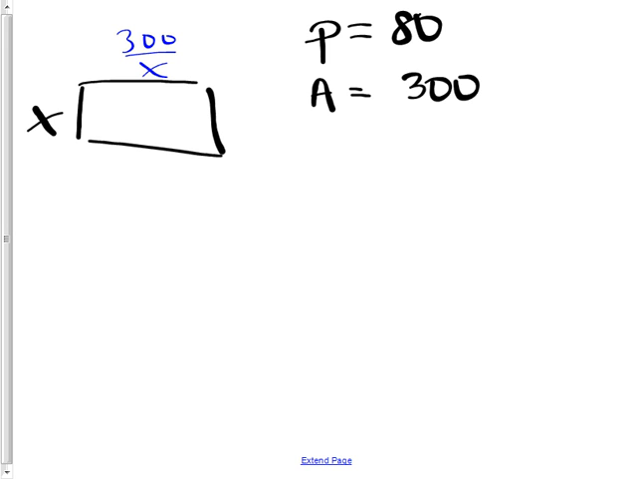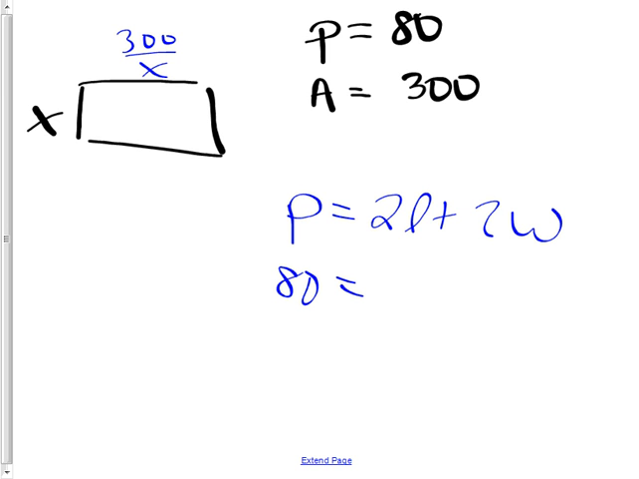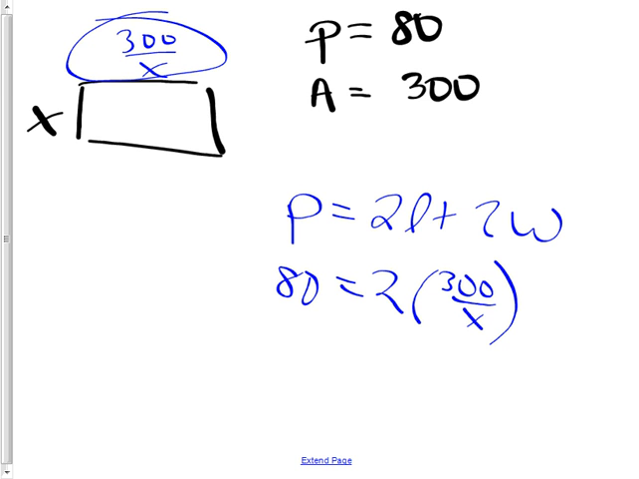So then if I do it this way, then I can make the perimeter formula. I'm going to have to use the area once and the perimeter once to make this work. The perimeter is 2 lengths plus 2 widths, and the perimeter is 80. The length I'm going to call the longer side. So 2 of those plus 2 of the widths, which are x.